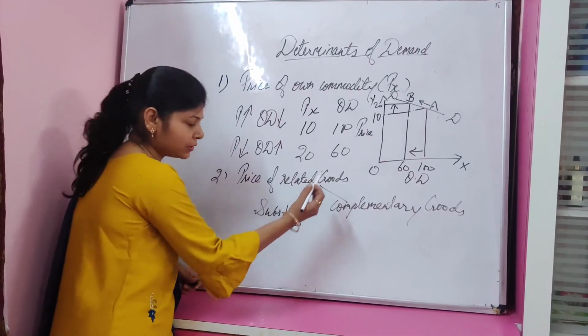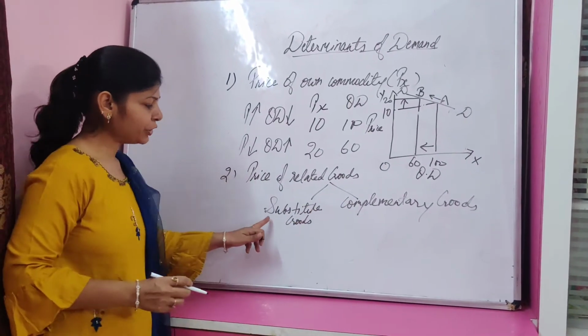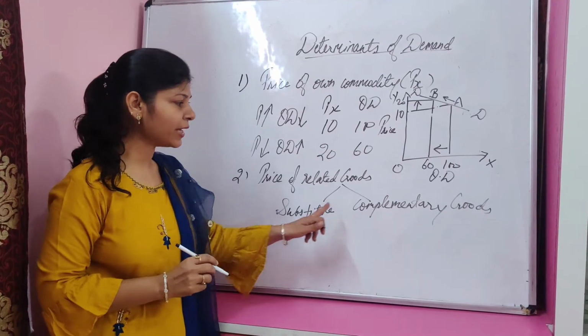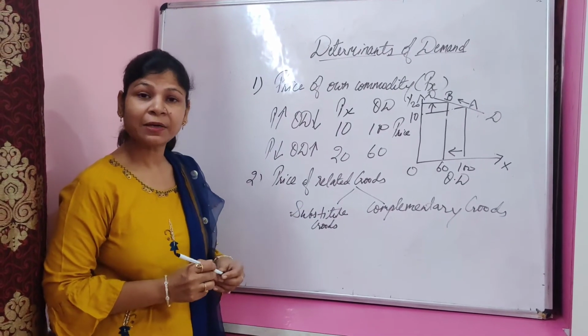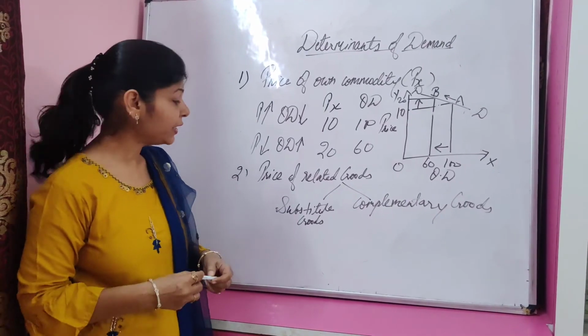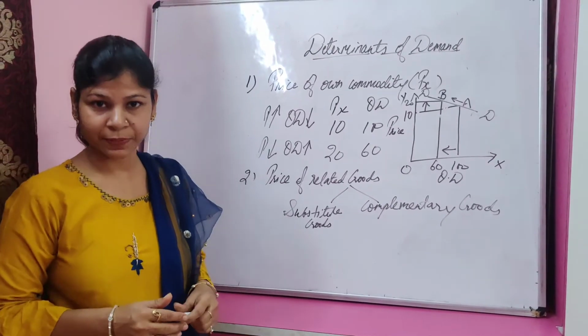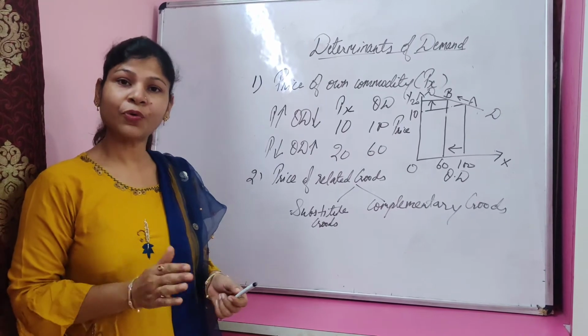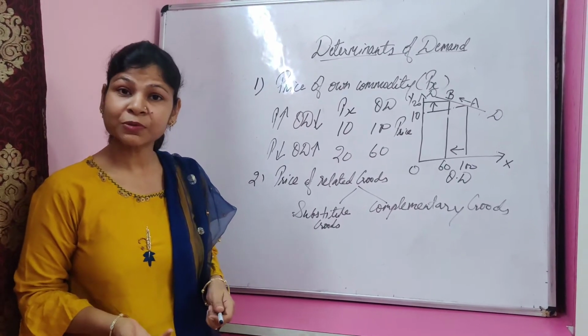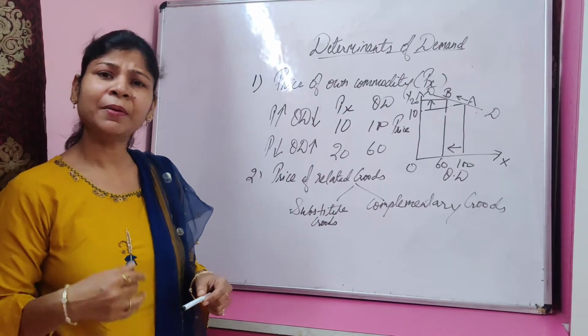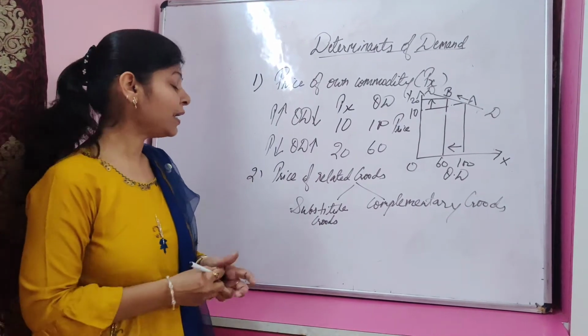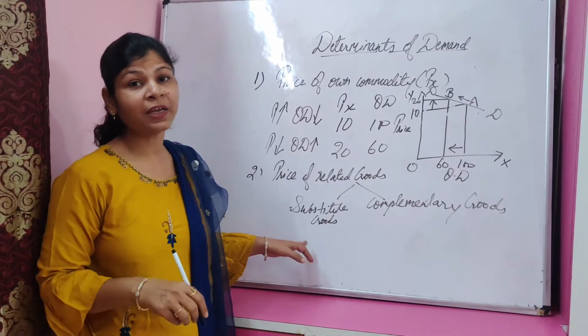Price of related goods can be divided into 2 parts. One is your substitute goods and another one is complementary goods. Substitute goods are those goods which can be used in place of one another. In day-to-day life, we find so many examples, like in cold drinks, instead of Coca-Cola, we can use Pepsi. In ice creams also, we have so many brands, like instead of Hammer, we can use Vadilal, Perry, and so many examples. Like on bread, instead of butter, we can use jam.